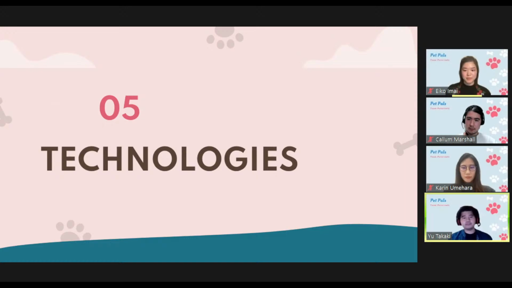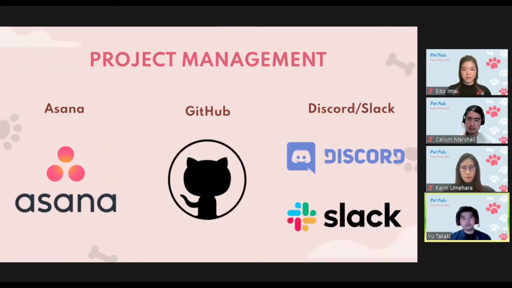Thank you, Eiko. Now let's go to the technology section to find out what stack we used to build this project. For project management, we use Asana for tracking the overall status of the project, like MVP requirements and our presentation. We use GitHub issues for tracking code-specific changes and requirements. We use Discord and Slack for team communication.